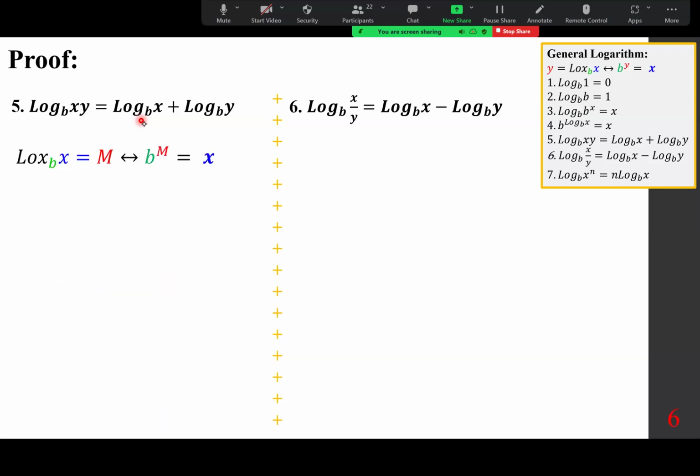for example, m. And therefore, by definition of an exponential, b to the power of m must represent x. And log base b of y, we are going to represent it with something other than m. You can't use the same thing now. Let's say n, in which case b to the power of n equals y.